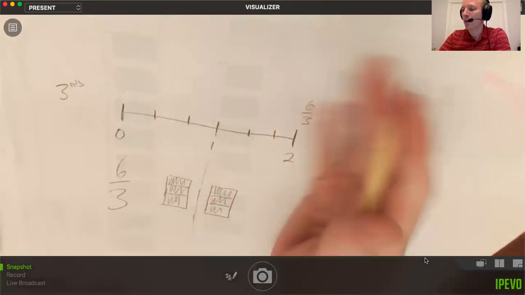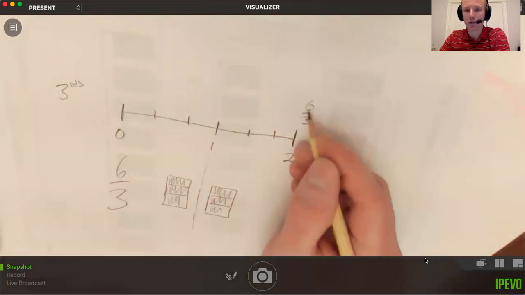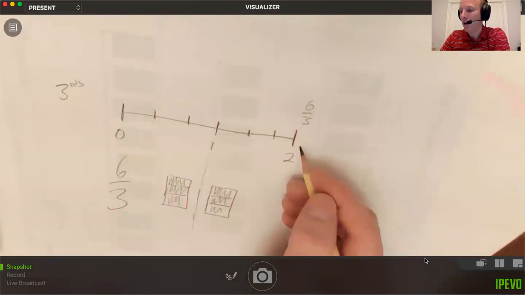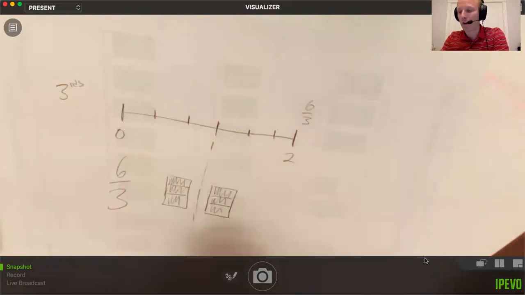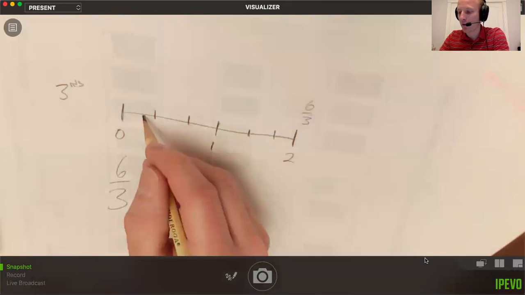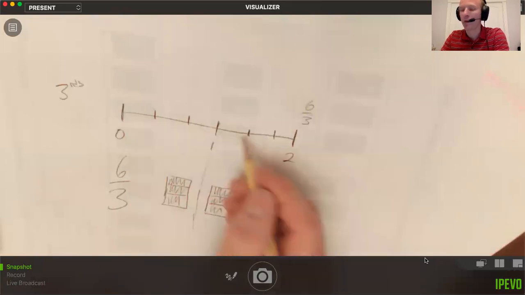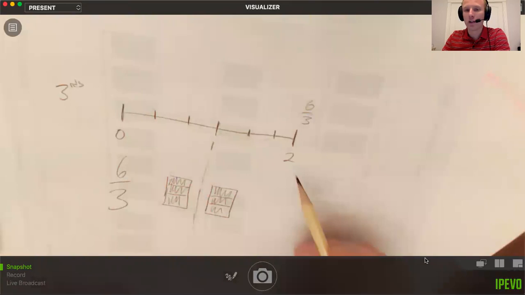6 thirds, because there's 6 things filled in, or 6 spaces taken up in this case on the number line, and each space represents 1 third. Like that's 1 third, that's 1 third, 1 third, 1 third, 1 third, and 1 third. And there's 6 of them all together to get to 2.